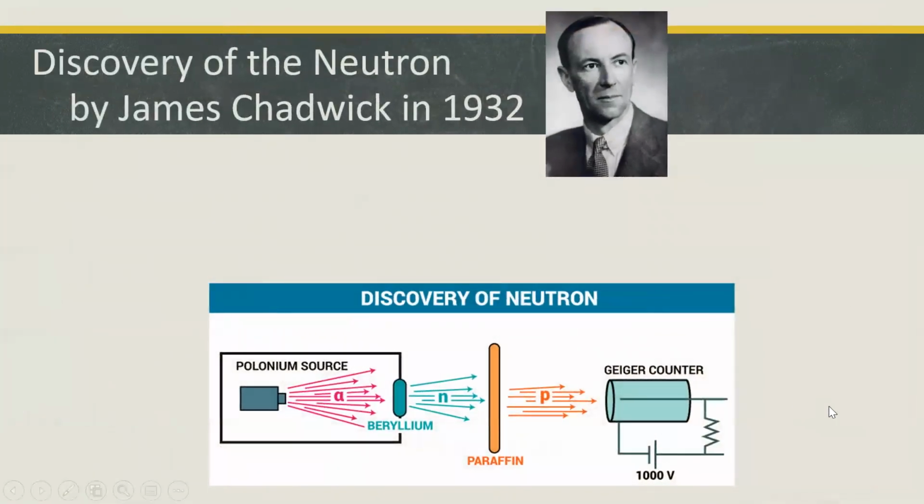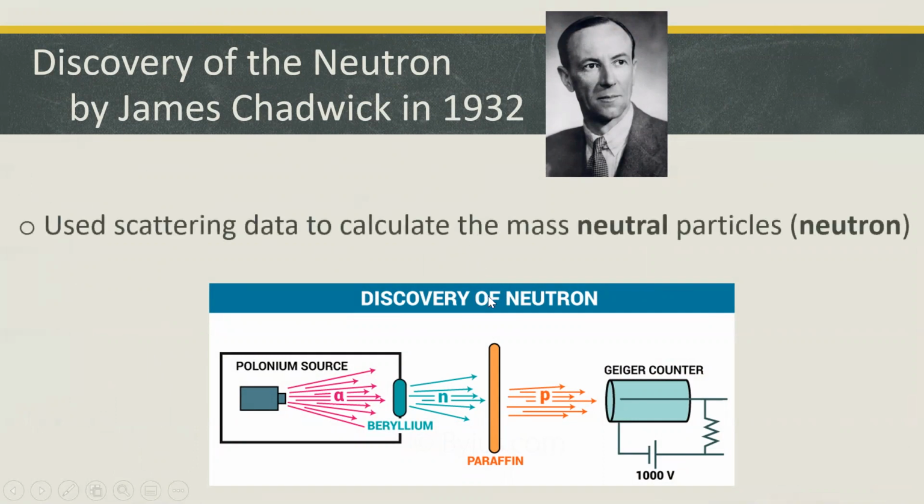So now we have discovery of the neutron by James Chadwick in 1932. We're not going to get into a lot of details about this one because it's very complex. Just understand that he's scattering data. So he scattered all these different particles, alpha particles, neutral particles, protons, and made a discovery. We'll leave it at that.